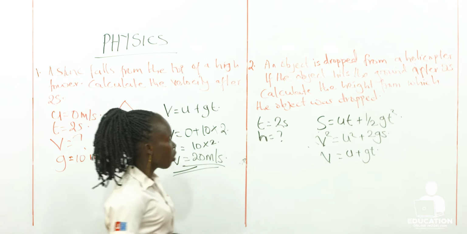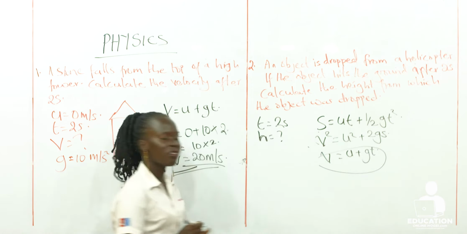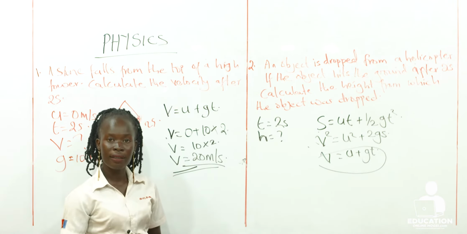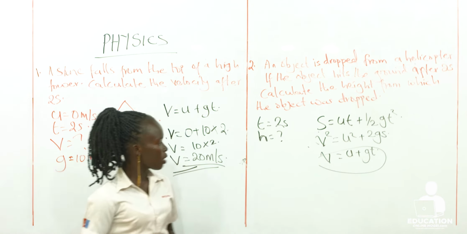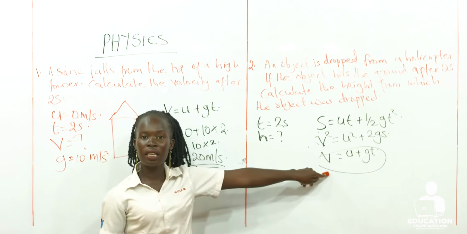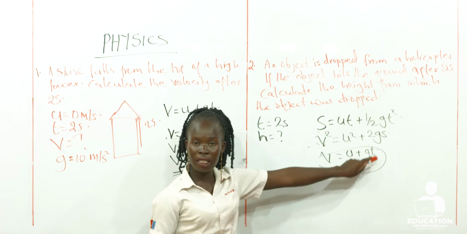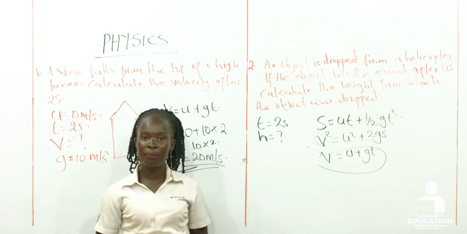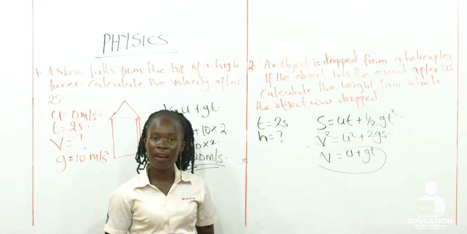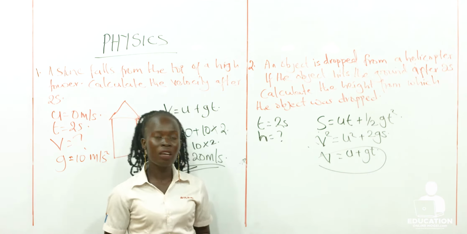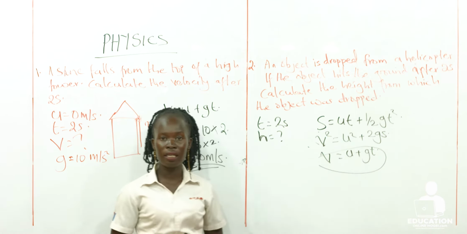So we shall see that we cannot use this. The first equation is not applicable. Why? Because our first equation here has the final velocity, the initial velocity, the acceleration due to gravity, and then the time taken. But the question wants us to find the height. So that means that we cannot use this because we don't have any height here to calculate.